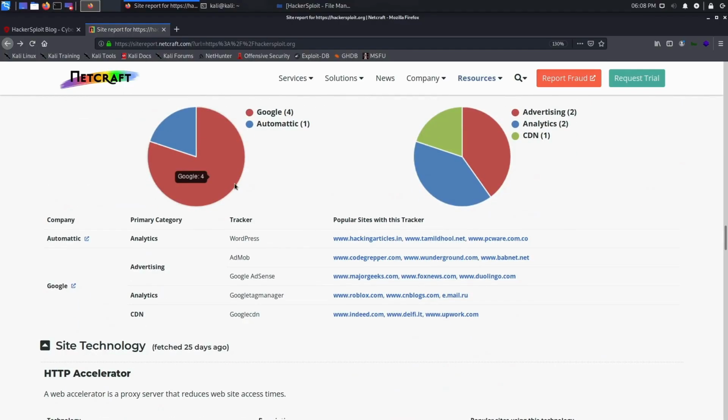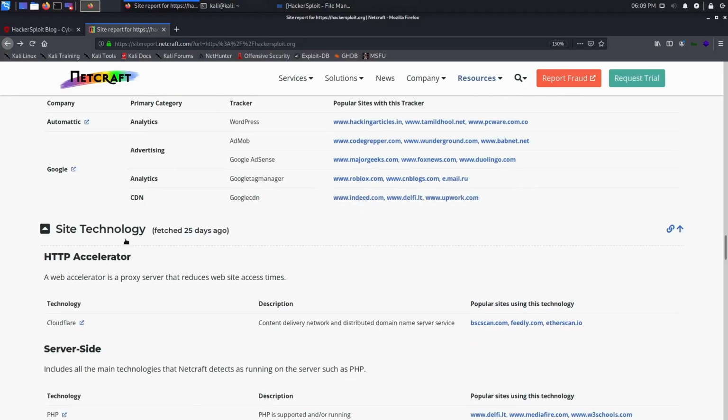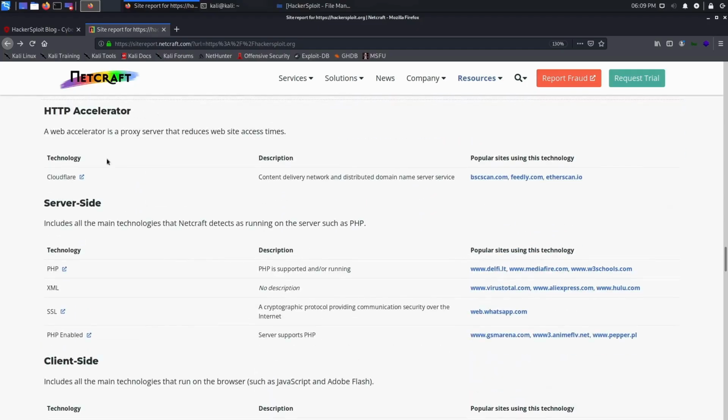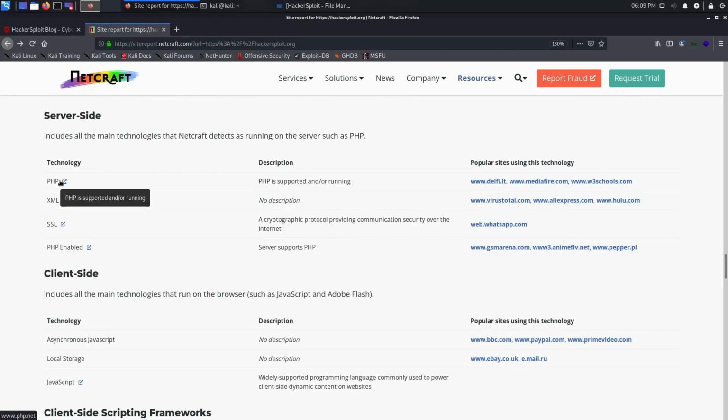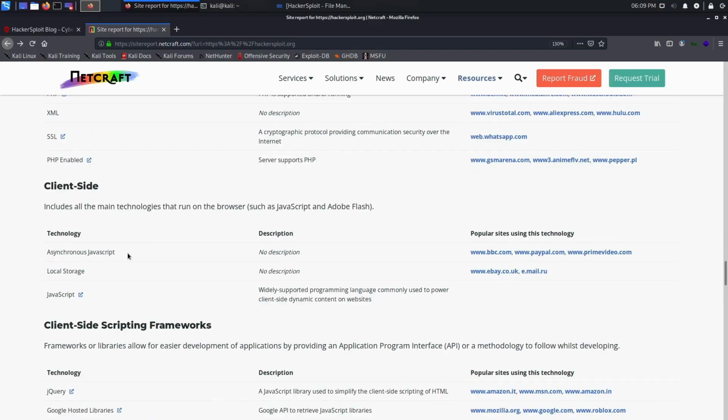And then, of course, we have web trackers. This is very important because it tells you what analytics systems or what trackers are currently active on the site. In this case, you can see that we have Google Analytics and WordPress Analytics enabled here. And we then have the site technology profiler, which tells you, in this case, the proxy server that's being used, which is Cloudflare. On the server side, what web technologies are running. We can see we have PHP, XML, SSL, and we know that PHP is enabled. On the client side, of course, we have JavaScript, that's pretty much it.